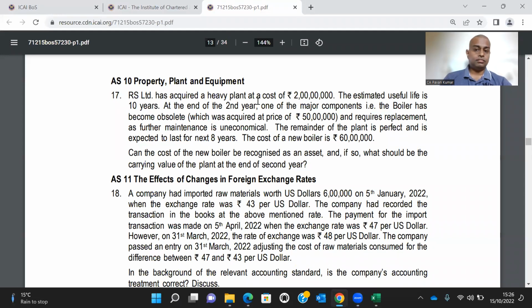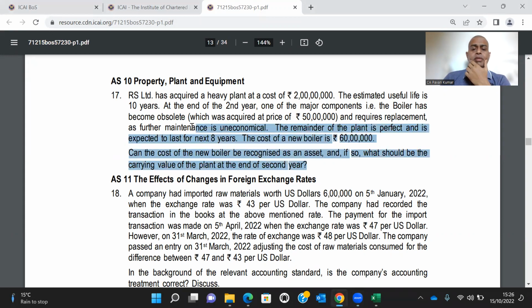RS Limited has acquired a heavy plant at a cost of rupees 2 crores. The estimated useful life is 10 years. At the end of second year, one of the major components, that is the boiler, has become obsolete, which is acquired at price of 50 lakhs and requires replacement as further maintenance is uneconomical. The remainder of the plant is perfect and is expected to last for the next 8 years. The cost of a new boiler is 60 lakhs. Can the cost of the new boiler be recognized as an asset? And if so, what should be the carrying value of the plant at the end of second year?